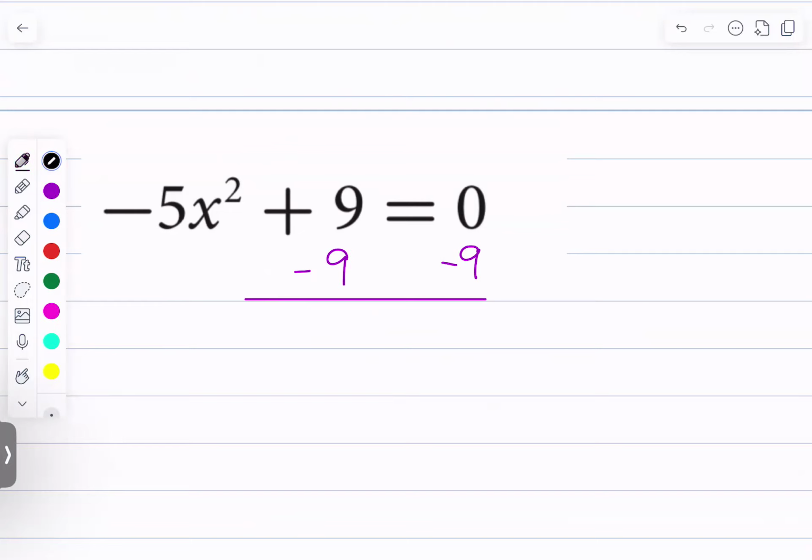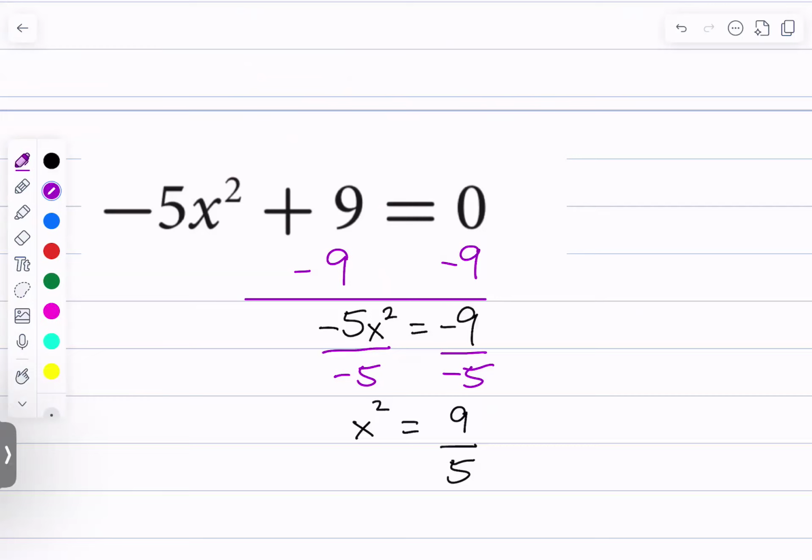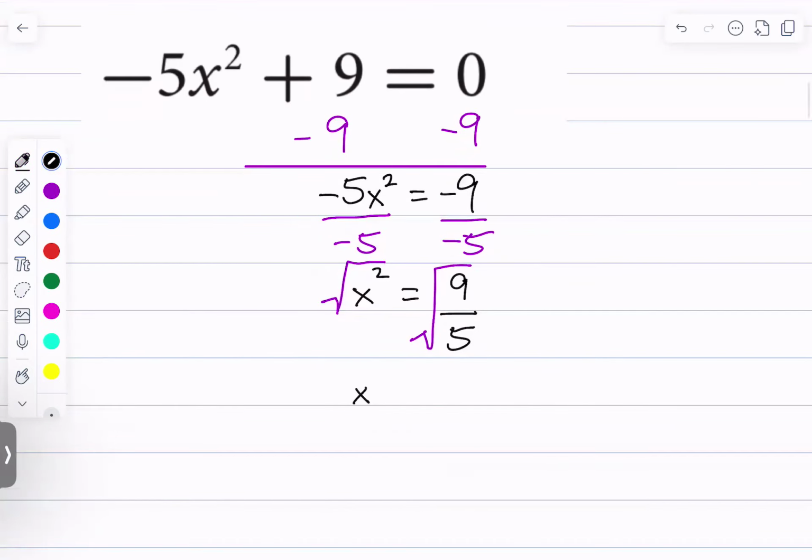So I am going to subtract 9. So that's negative 5x squared equals negative 9. Divide by negative 5, divide by negative 5. We divide by negative 5 to get the negative 5 onto the other side. So that is positive 9 over 5. And then once I have my x squared on one side, I can take the square root of both sides. And then we're going to have x equals plus or minus square root of 9 is 3 over square root of 5.